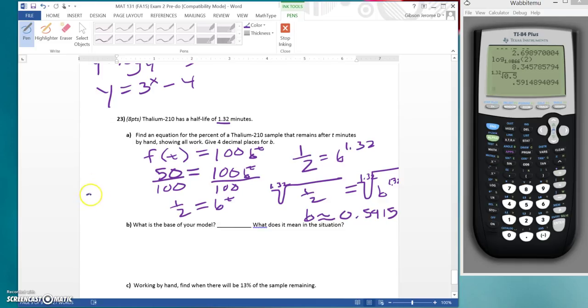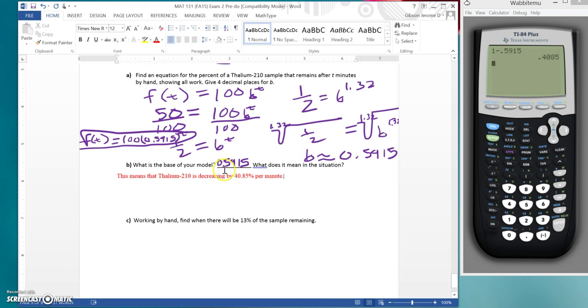So now we write our formula. We have f of t is equal to 100 times the parenthesis of 0.5915, and that would be to the t. Now this right here is the final answer. Now we go down here to B. It says, what is the base of your model? Now, the base is 0.5915, and this means that thallium-210 is decreasing by 40.85% per minute, because we have to subtract this from 100%.